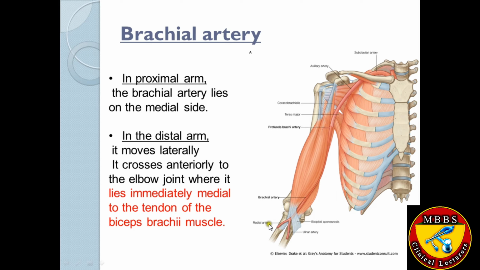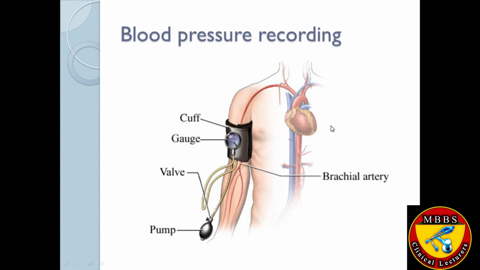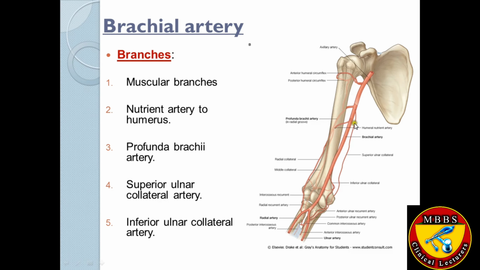You have to remember this point, that brachial artery is lying anterior to the elbow joint, medial to the tendon of biceps brachii muscle. The brachial artery in the arm gives different branches. The first are the muscular branches which supply the muscles. The second, it gives a nutrient artery. Look into the figure. It gives a humeral nutrient artery.